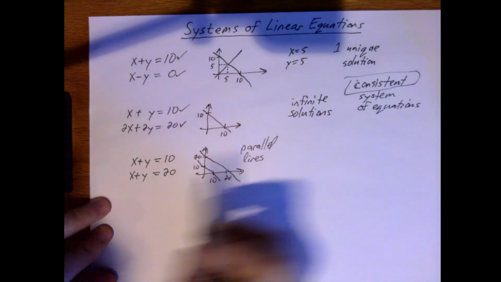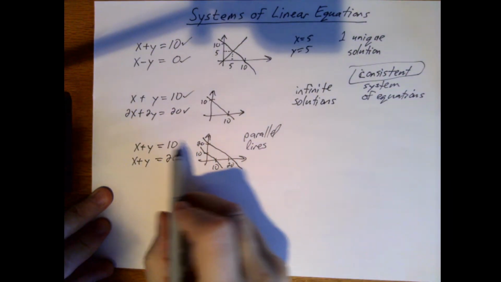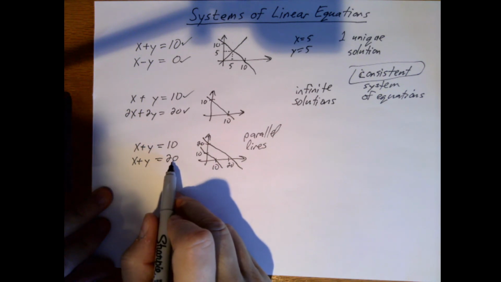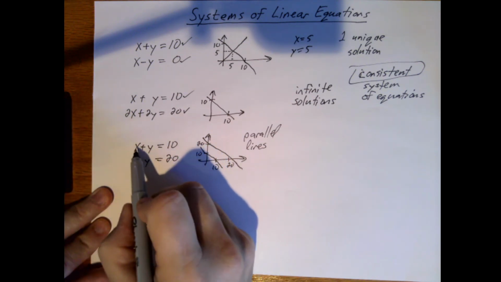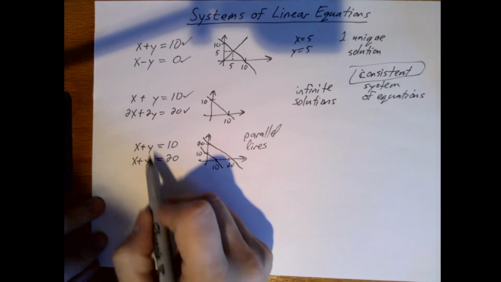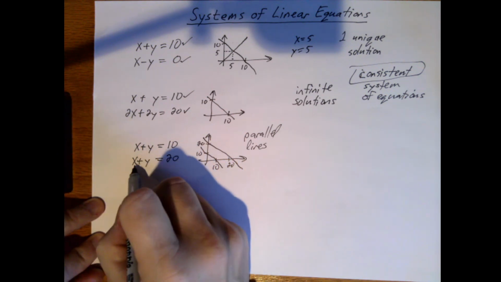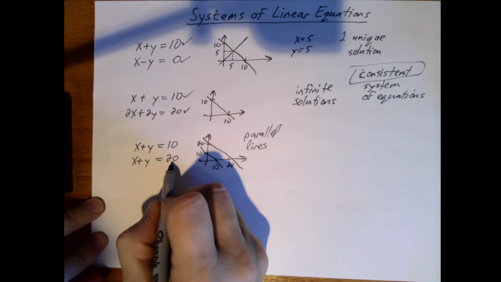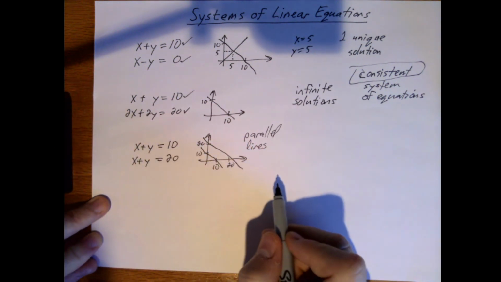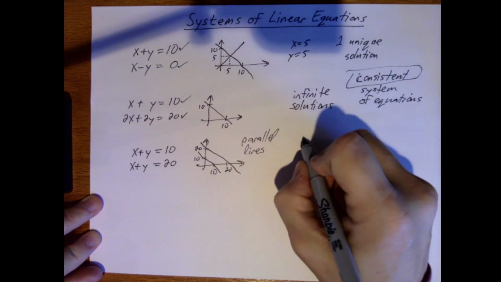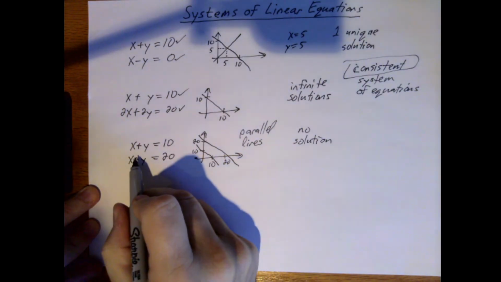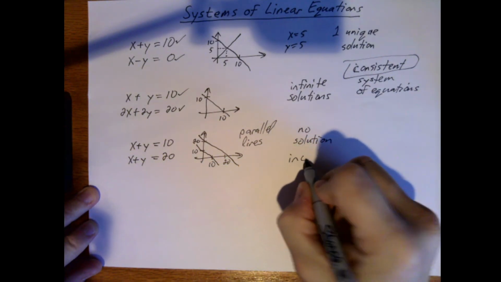So what does that mean? Well, as we can see here, there's no values of x and y that can satisfy both of these at the same time. Right? Because it makes no sense to say something like 3 plus 7 equals 10, but now 3 plus 7 equals 20. Well, that doesn't make any sense. And 15 plus 5 does equal 20, but 15 plus 5 now can't equal 10. So the lines are parallel. So now we have no solution. And we say that the system of equations is inconsistent.